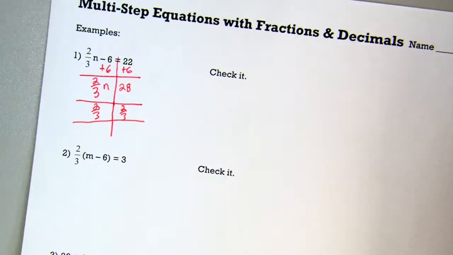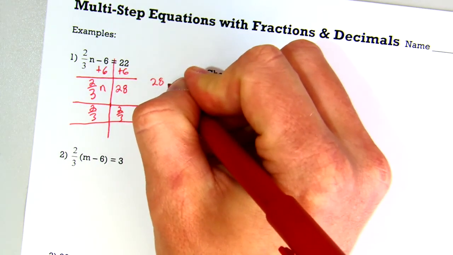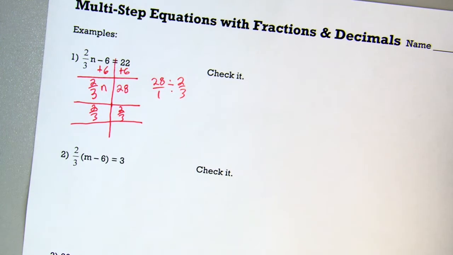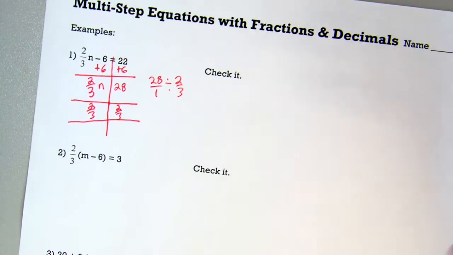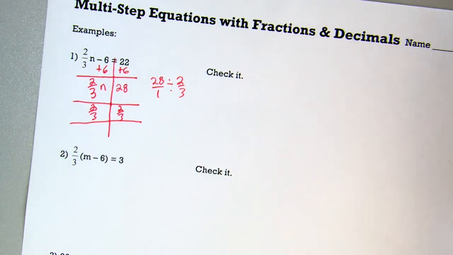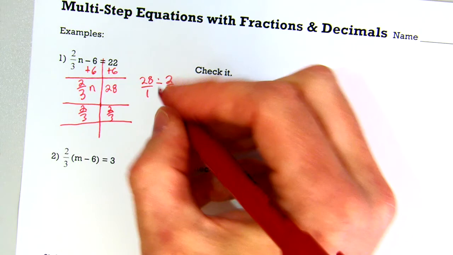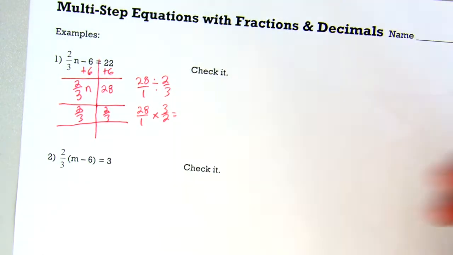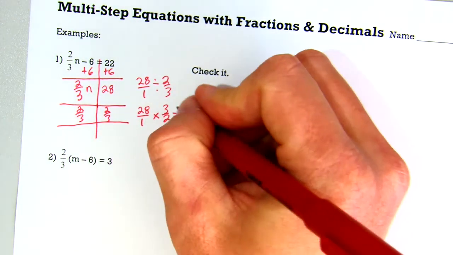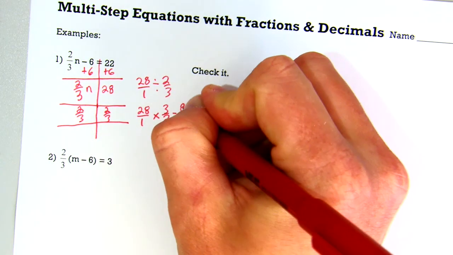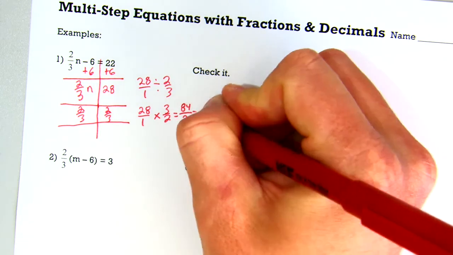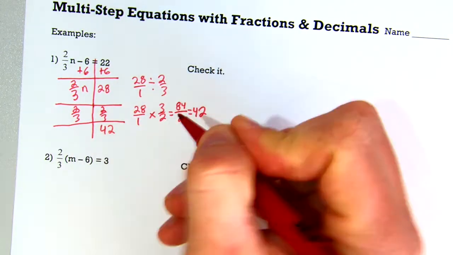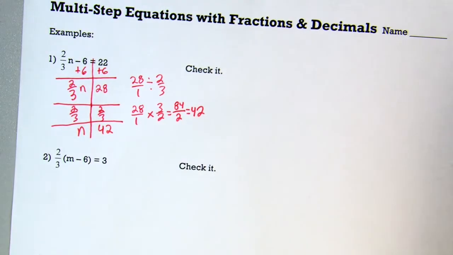Okay. And when I do 28 divided by 2/3, my keep, change, flip rule comes into effect in that one. If you want to use a calculator on these two, you can. So we have 28 times 3 over 2. 28 times 3 is 84, and then over 2, which is going to equal 42. Okay. So 42, and then bring down our n. So n is equal to 42.